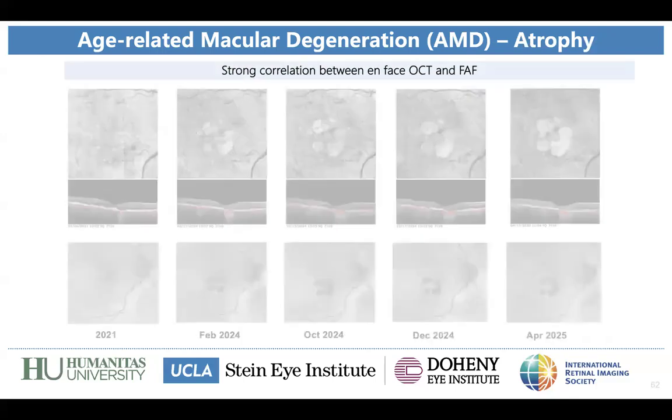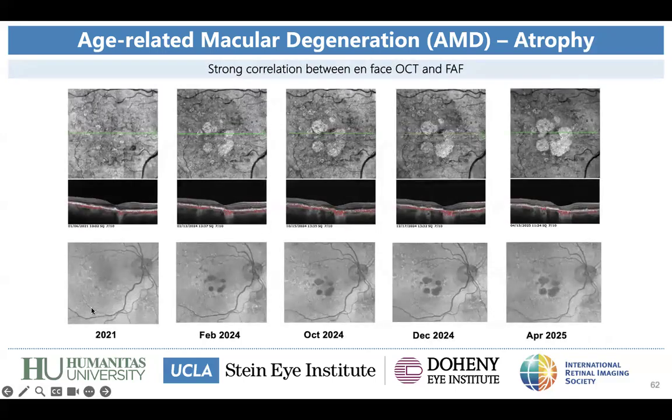This is an example of a patient with a 4-year follow-up that had only a few drusen at baseline and some very small hypertransmission defects. And you can see the correlation between the en face OCT at the level of the choriocapillaris and the sequential FAF images to follow the development of these hypertransmission defects and their progressive vicinity to the fovea.